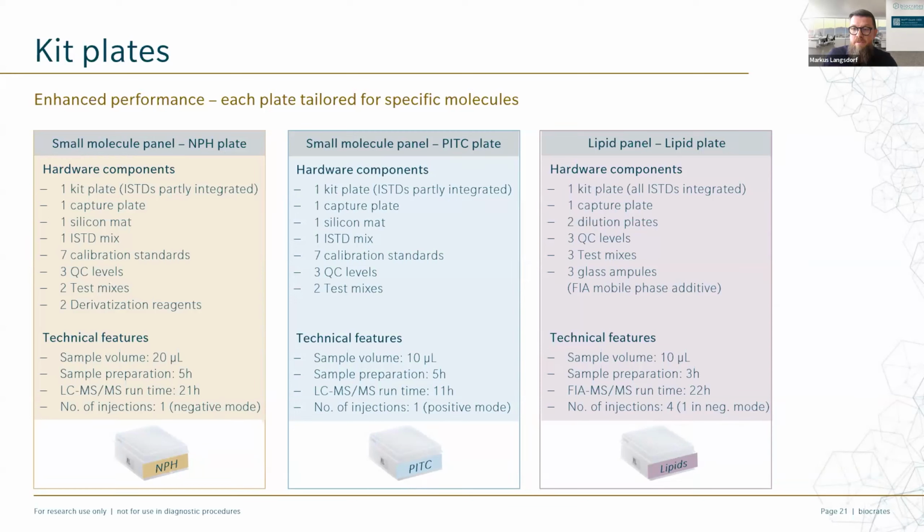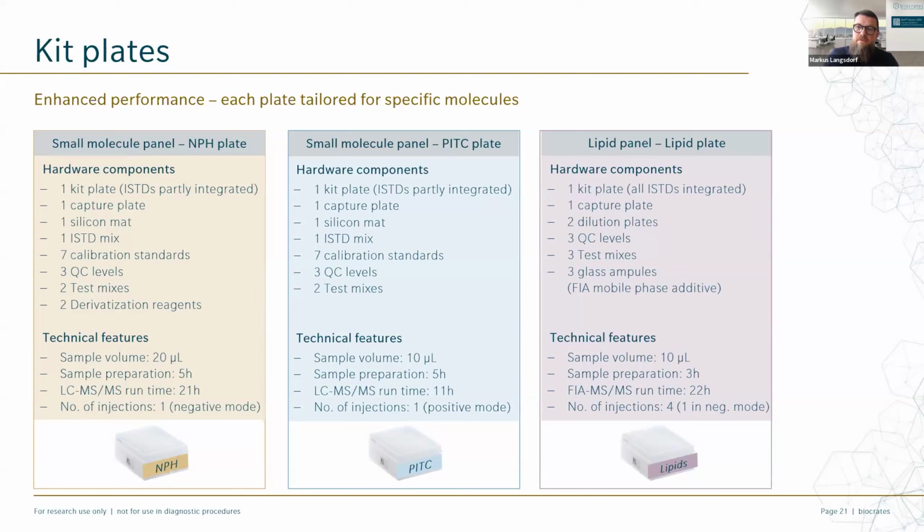The lipid panel comes with a lipid plate with all internal standards already integrated, capture plate, 2 dilution plates, QCs, test mixes, and an additive to prepare the mobile phase for the FIA run. FIA means flow injection analysis, so no analytical column is required for the lipids, which has a couple of benefits. There are fast run times on the one hand, and also high lipid coverage on the other hand. So one injection is only 3 minutes, and the over 900 lipids are analyzed by 4 injections, 3 in positive and 1 in negative mode.